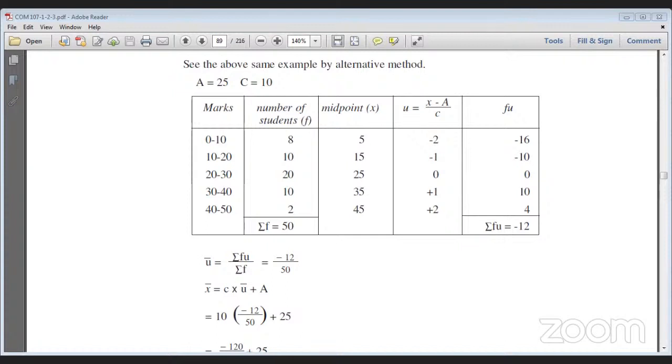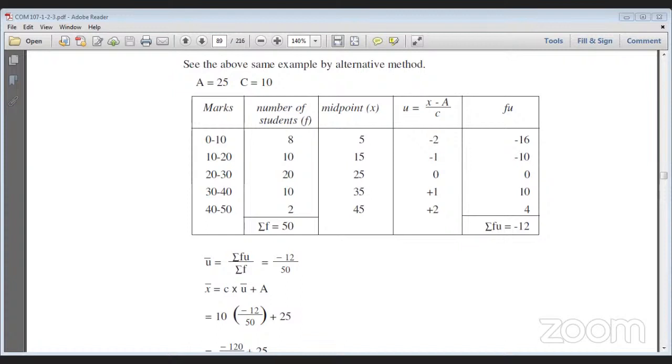Now x minus x bar: 15 minus 5 is 10, then 5, 0, 5, 10. Now f times the absolute value of x minus x bar. How does 20 come? 10 into 2 is 20, then 5 into 5 is 25, then 0 into 8 is 0, then 5 into 3 is 15, then 2 into 10 is 20. Now the total will be 80.